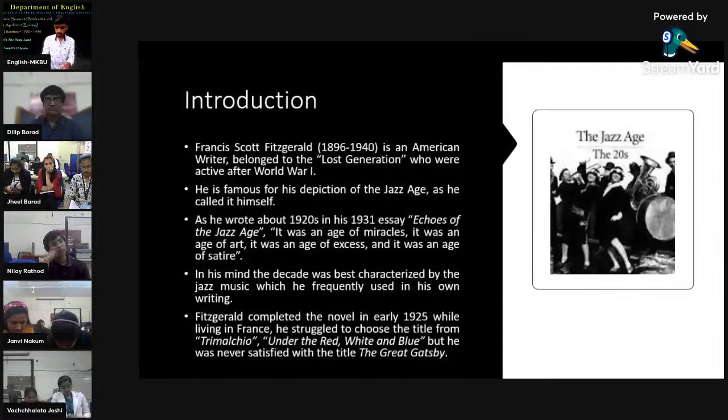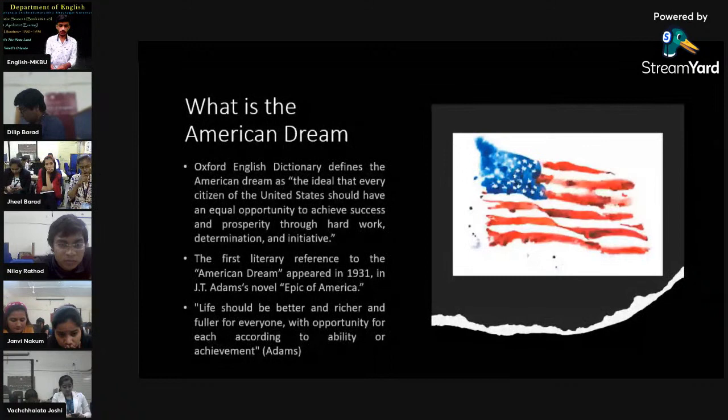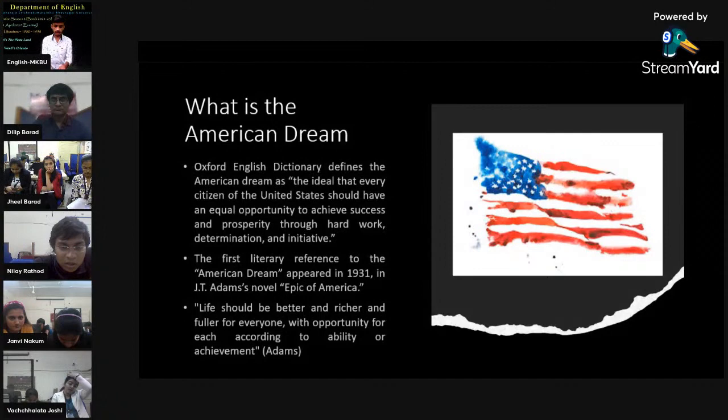What is the American Dream? As the Oxford Dictionary defines it, the American Dream is the ideal that every citizen of the United States should have an equal opportunity to achieve success and prosperity through hard work, determination and initiative. The first work that referred to this term appeared in 1931 by J.T. Adams in his novel Epic of America. According to him, life should be better and richer and fuller for everyone, with opportunity offered for each according to ability or achievement.